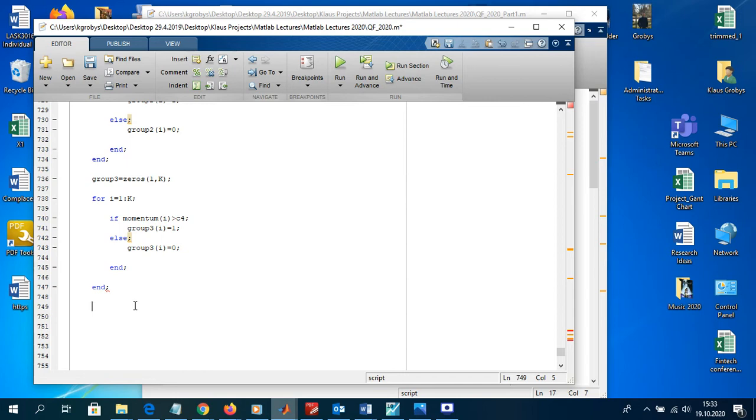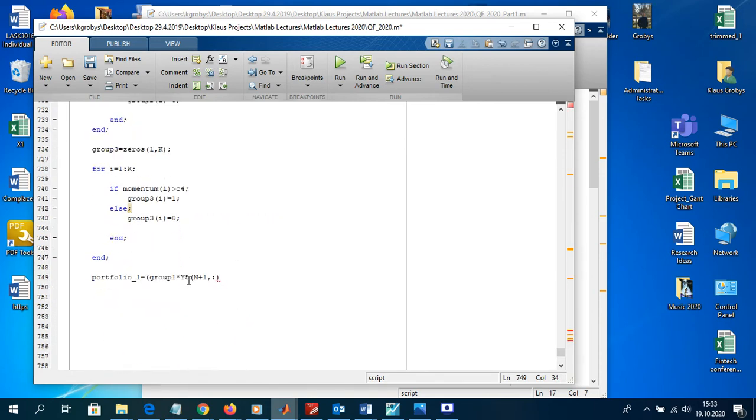Now we have to calculate the momentum returns for each of these groups in the forecast period. Let's define the returns as portfolio 1 for the first group. How is it defined? We multiply this group 1 vector, which is a 1 by k vector, times y5, and now we want to get to row capital N plus T, comma, double point. So that's now our forecast.